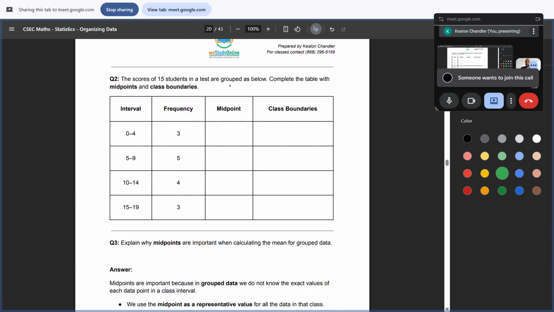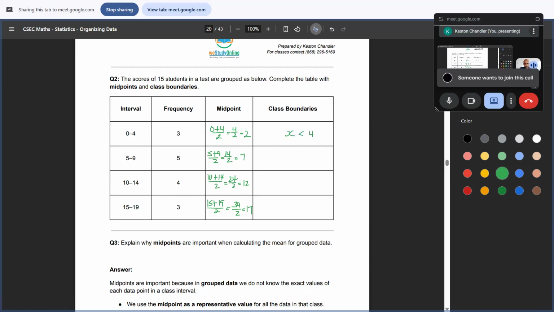Here, let's work out these. Complete with midpoints and boundaries. Midpoints here, again, we could use the limits, right? Limits are fine to use. Add them together, divide by 2. We get 2. 5 plus 9 over 2. 14 over 2, you get 7. 10 plus 14 over 2. 24 over 2, you get 12. 15 plus 19 over 2. You get 34, 17. My boundaries here.